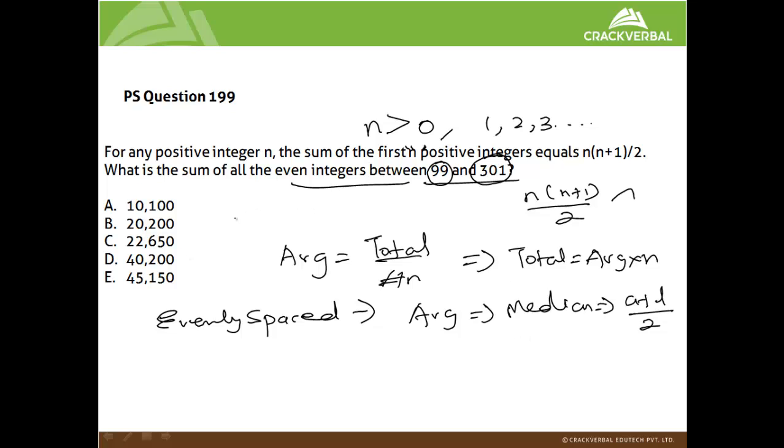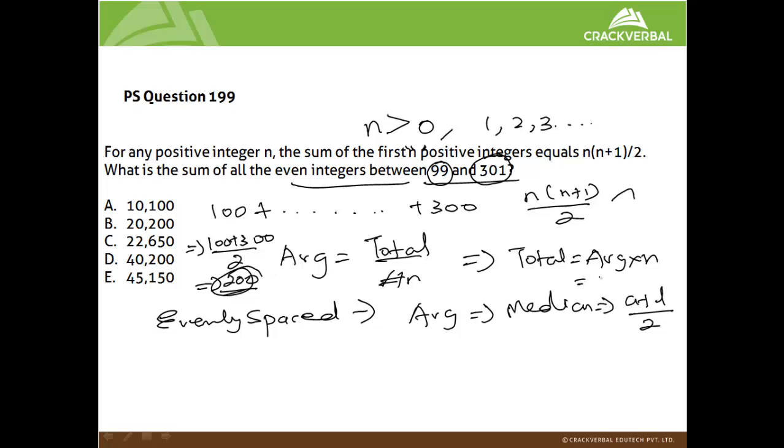In our case here the first element would be 100, right, because between 99 and 301 the first even integer is 100, and the last element would be 300. That's it. So to find the average, all we need to do is 100 plus 300 divided by 2, which is nothing but 400 divided by 2, which is 200. So 200 is the average.